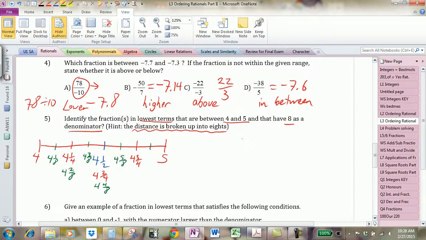4 and 6/8. Whoops, that looks like 46. Let me fix that. 4 and 7/8. So now you can see you have all these equivalent fractions, and you have all these equivalent fractions and these equivalent fractions. The question wants the lowest terms, so the lowest terms would be all of these.